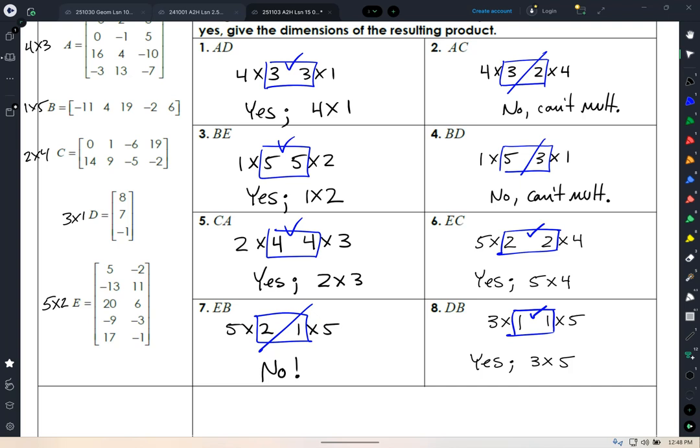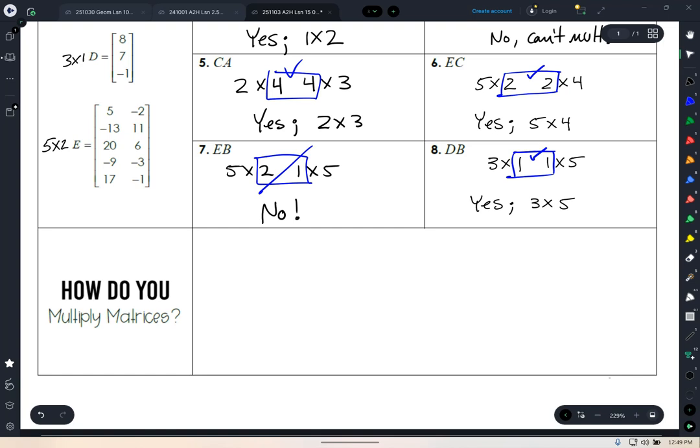Good? All right, so the first thing that you're going to do with all of your problems is to determine, can you multiply those matrices, and if you can, what are the dimensions of your answer matrix? So that's the first thing that you're going to do. Now, when we can do it, we need to know how to do it. So let's talk about that.